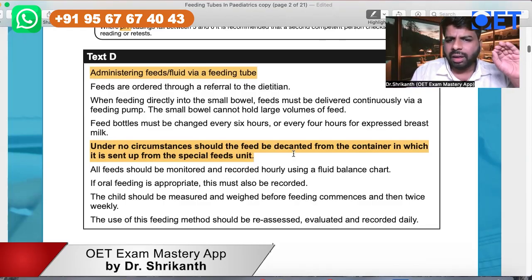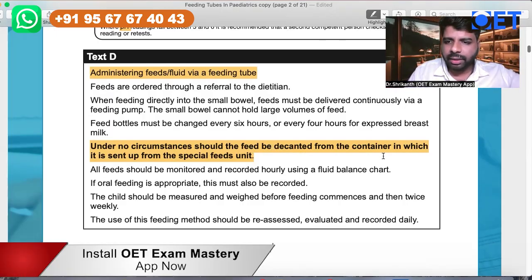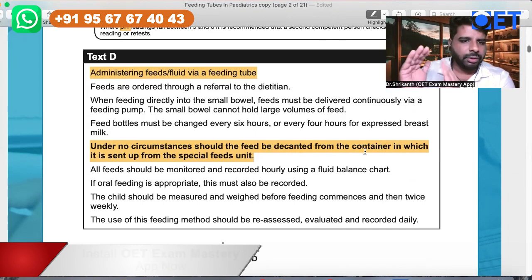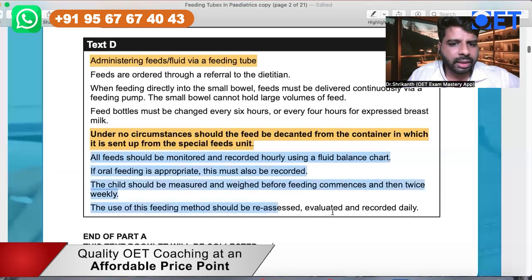That is, it should be decantation. Decantation basically means, okay, that's a very complex vocabulary. I'll be discussing that later on. From the container in which it is set up from the special feeds unit. Okay, that is something related to container. So we have a container and we should use it very carefully. That is a warning that we have given over here, and that is the content over here.